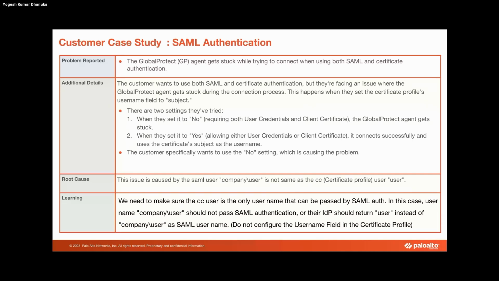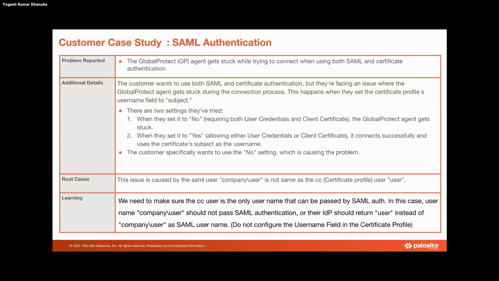But when the option is set to no, which means you need to use both SAML and client certificate, the connection does not work. In this case, if you log in to the Strata Logging Service and check the logs, you would see an authentication failure because of the username. If you are using SAML and client certificate both, usually there is a difference in username, because when using SAML, there is a certain format that most IDP providers have by default, which is the UPN format, for example, username at company.com.